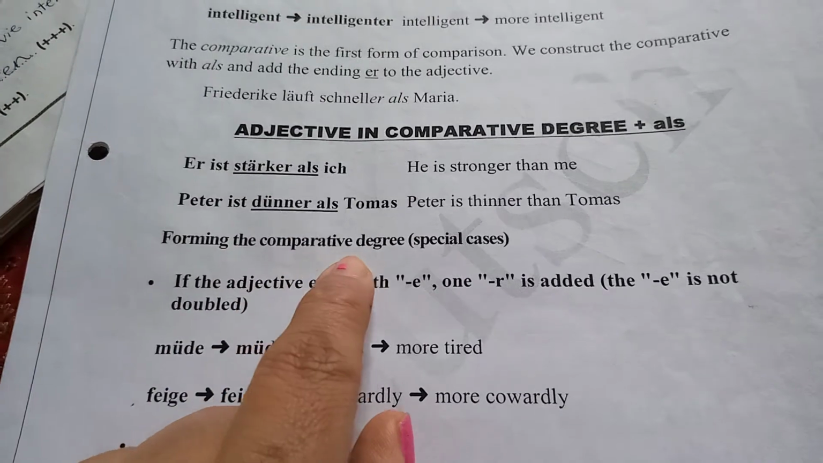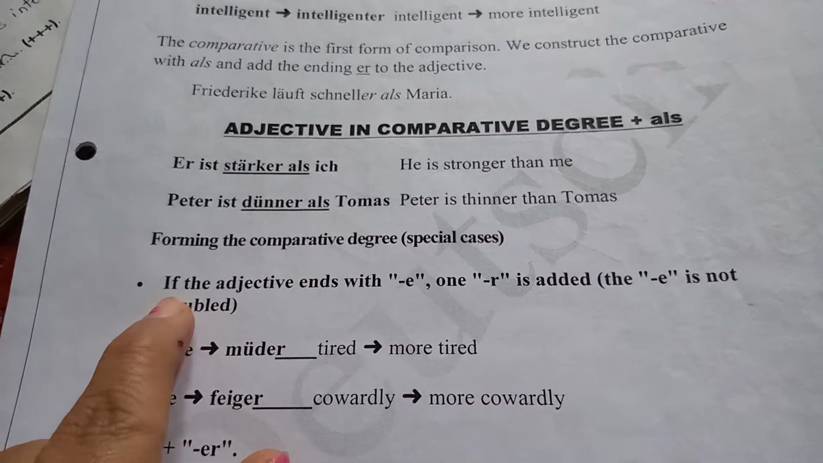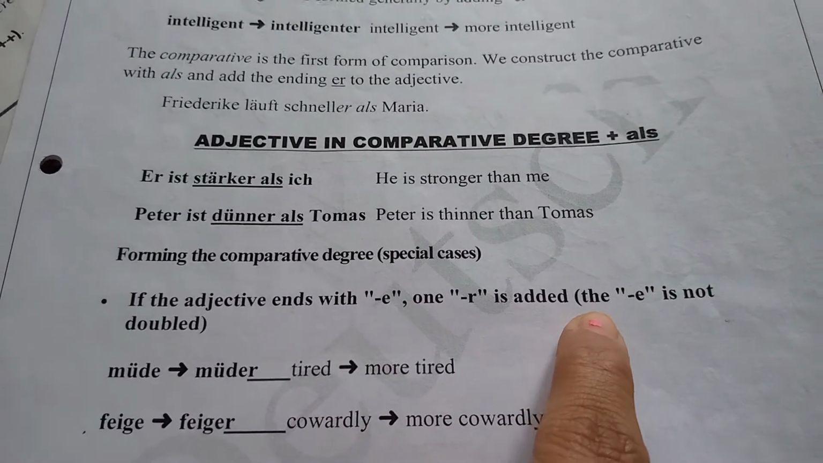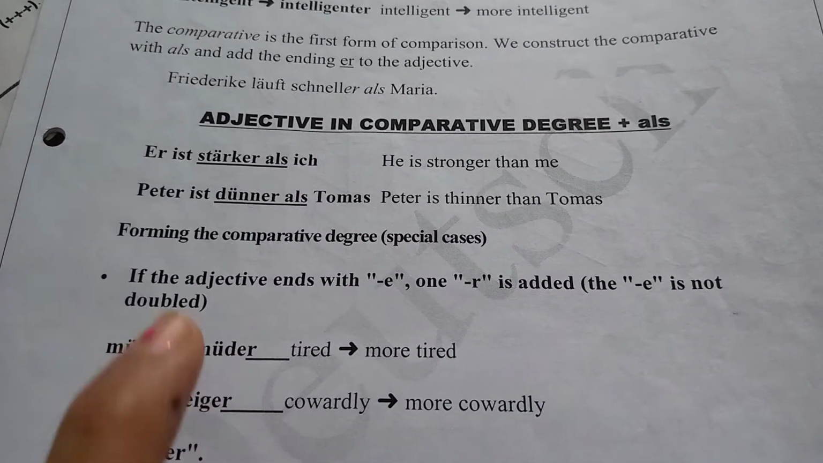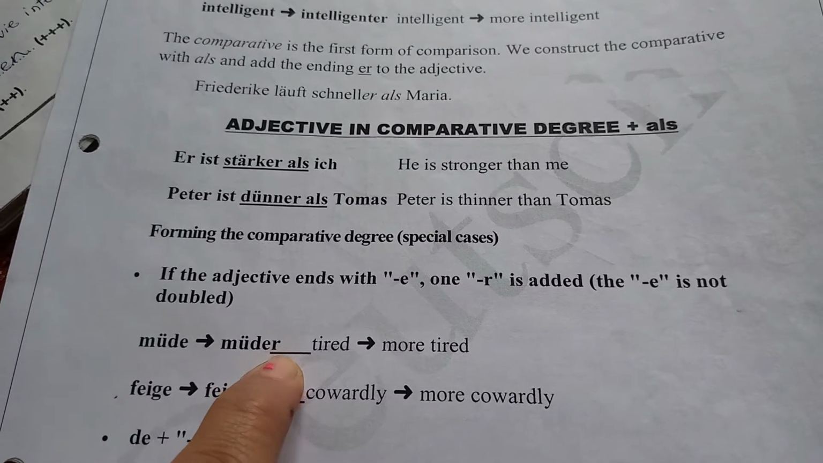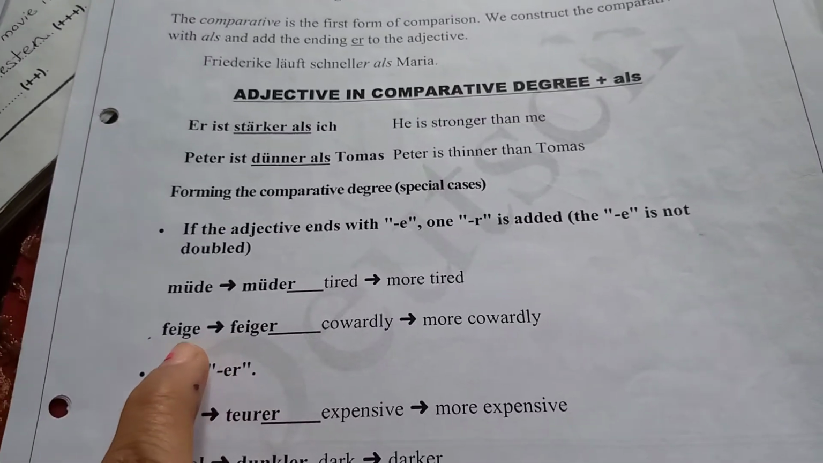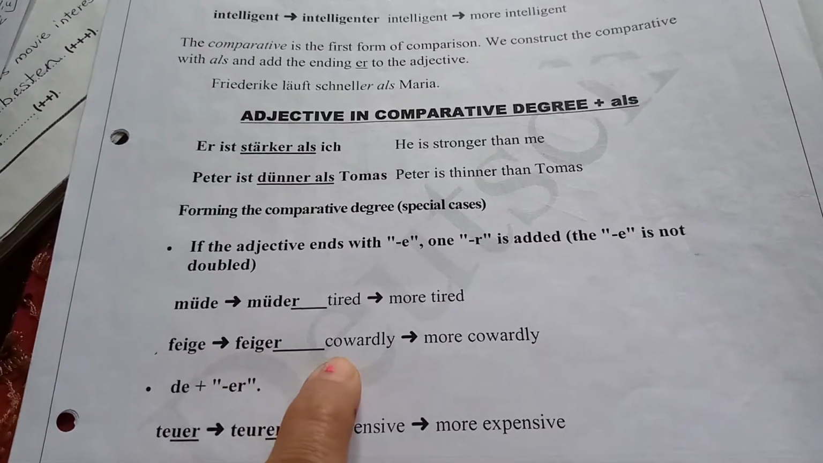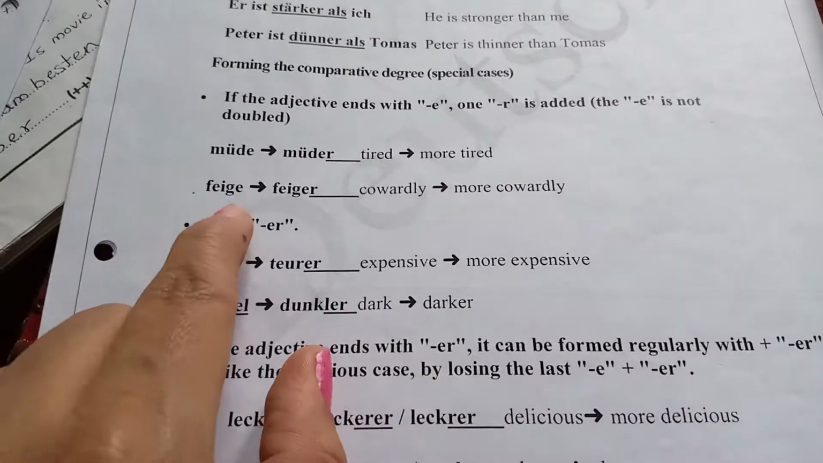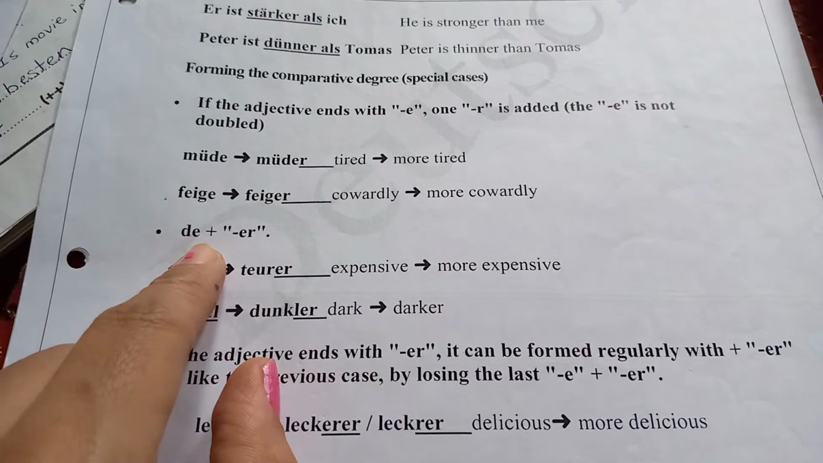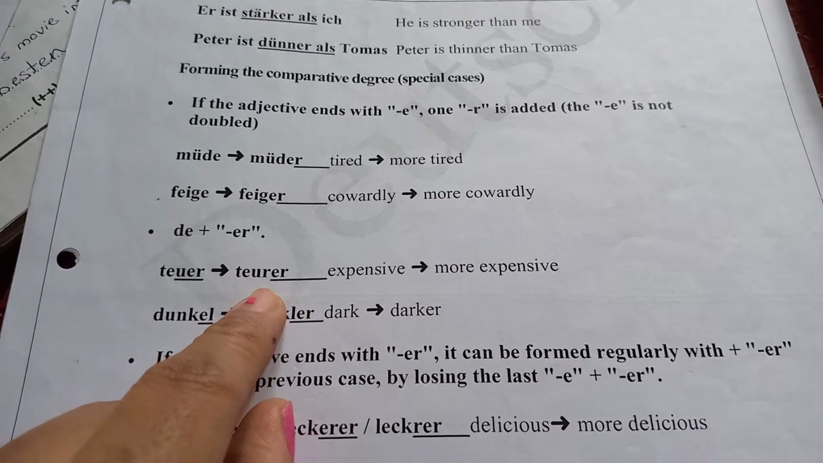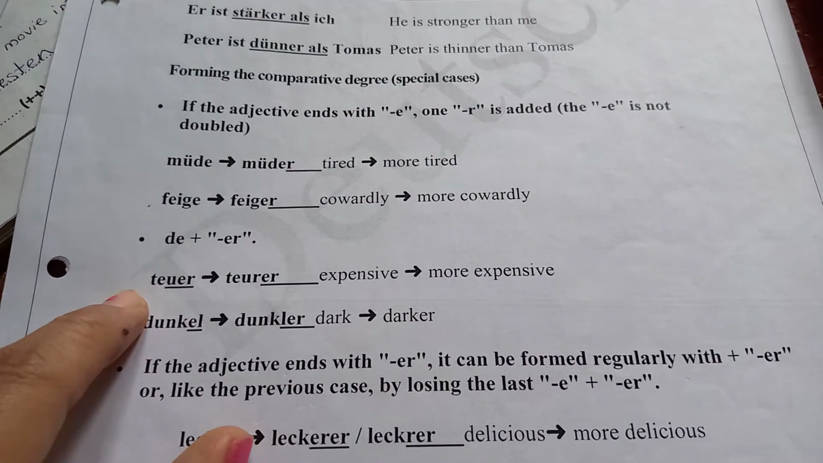Now, forming the comparative degrees has some special cases. If the adjective ends with e or er, the e is not doubled. Means müde becomes müder. So we are not adding er as it is by adding one more e. Feige becomes feiger. So here also same, just r we have added. So now one more case, eu plus er. Teuer becomes teurer. The spelling gets changed. Okay, these are the exceptions.